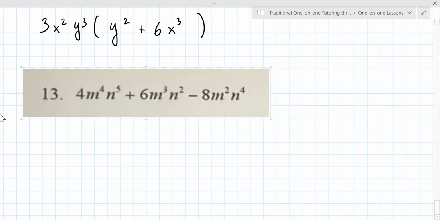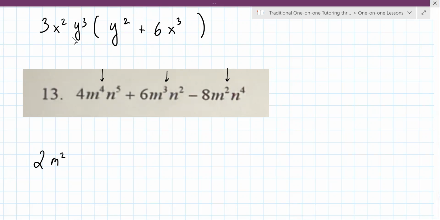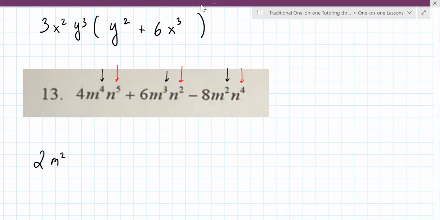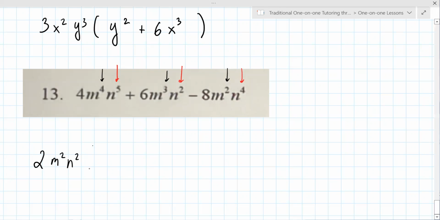Ready to go. Okay. So 13 is the last of these, and then we move on to factor by grouping, which is related. But so again, you look at the numbers 4, 6, and 8, and there's a 2 that goes into all of them. Then you look at m to the 4th, m cubed, and m squared. You choose the smallest one. Similarly, now you look at the n's, n to the 5th, n squared, n to the 4th, which is the smallest one? Well, it's n squared. That goes on the outside, and then you divide each of these by that.